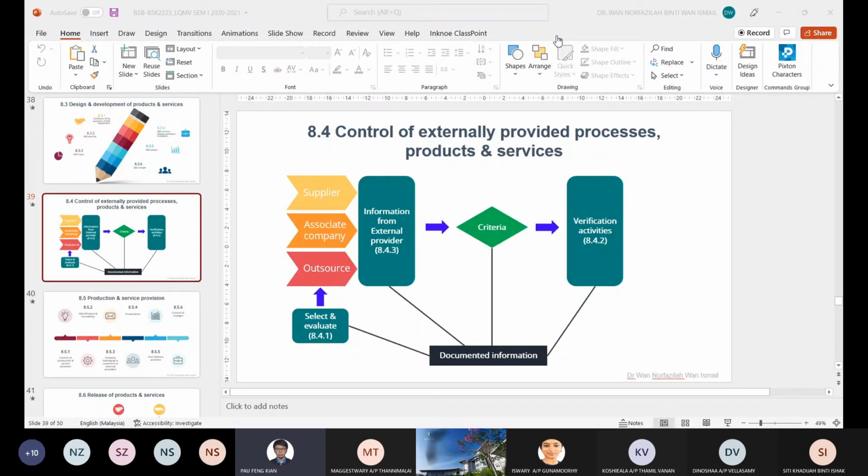If a company uses this control, externally provided processes will be provided directly to the customer, based on what the customer needs and wants, by the external provider on behalf of the organization. But I'm not very sure about the example. Okay, right, good try. Thank you very much.